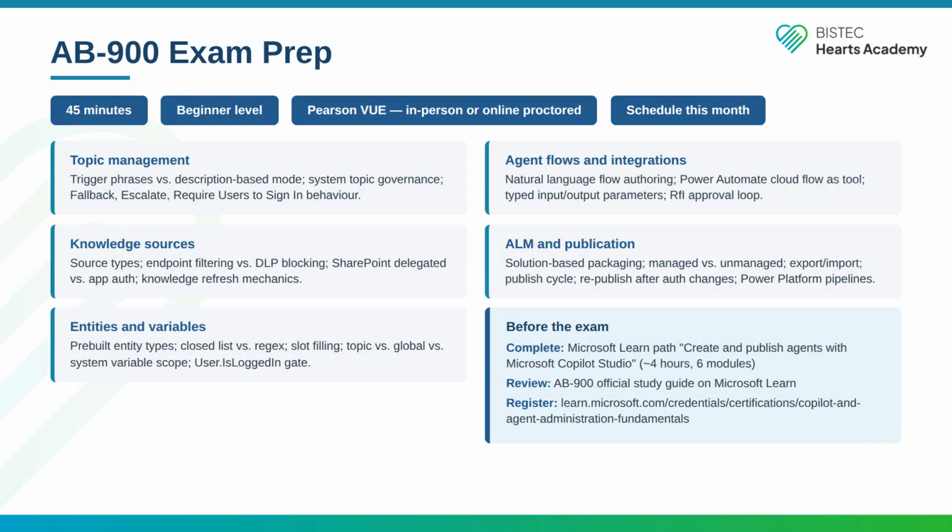The AB 900 exam is 45 minutes, beginner level, delivered via Pearson VUE either in person or online proctored. It covers exactly the content of this session and the foundations from months 1 and 2. Schedule your sitting before month 4 begins. The exam tests across 5 domains.